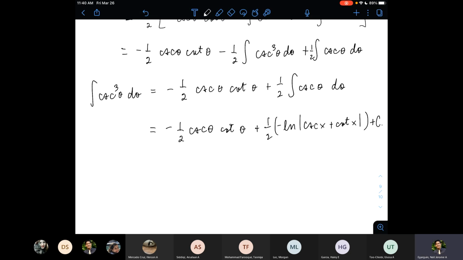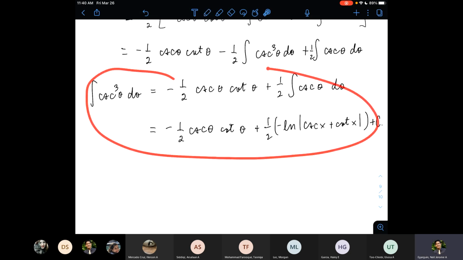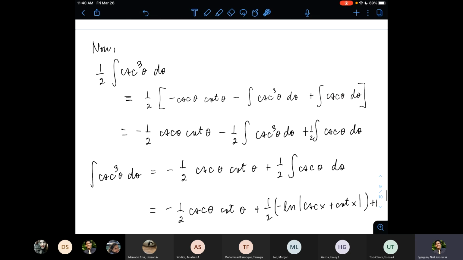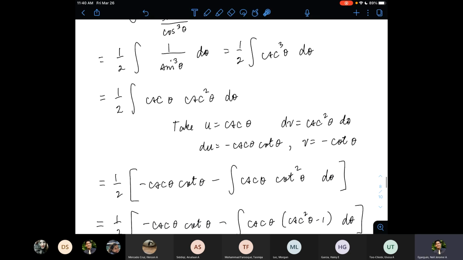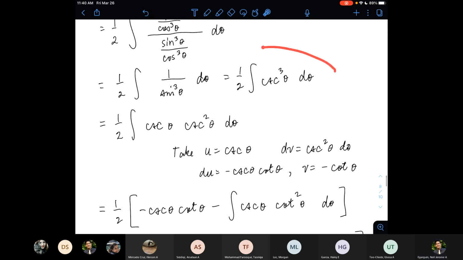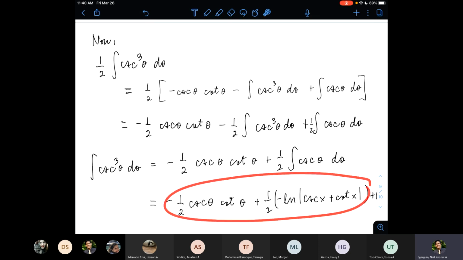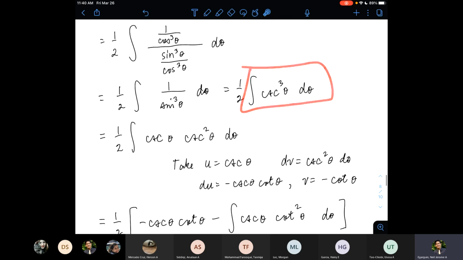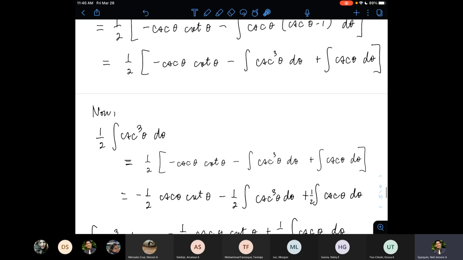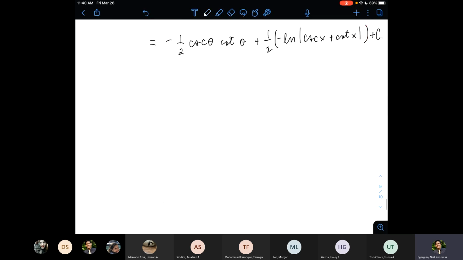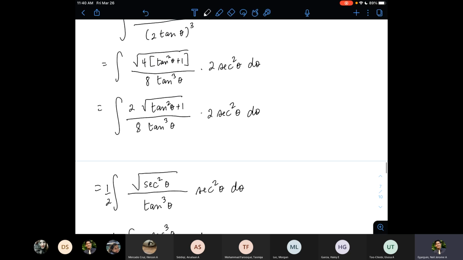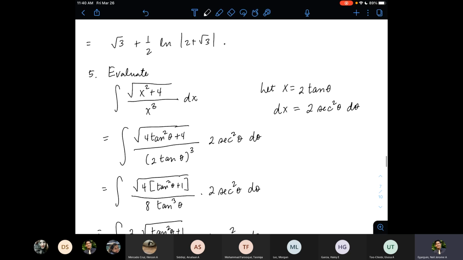Yes, that's right, because this expression is for cosecant cubed, but what are we solving? We are solving for 1/2 the integral of cosecant cubed. So the integral of cosecant cubed will be replaced by this, but that gets multiplied by the 1/2 in front. So therefore, our final answer, not final answer, but we are nearing that.